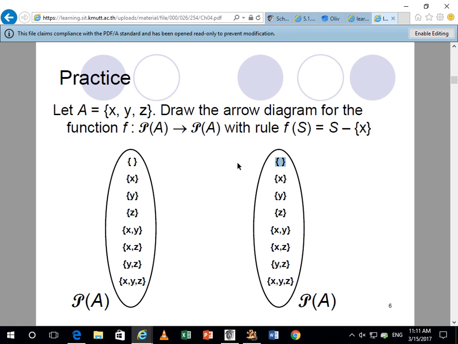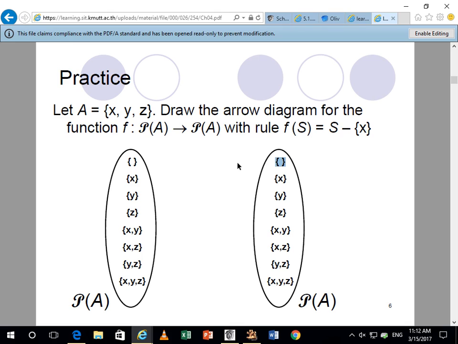Now, here comes the tricky part. What about the ones that, okay, with X is fine. X, Y, you take X out, you get Y. X, Z, you take X out, you get Z. X, Y, Z, take X out, you get Y, Z. What about the ones you don't have X? Like empty set, Y, Z, Y, Z together. What's the output? It's the same as the input.